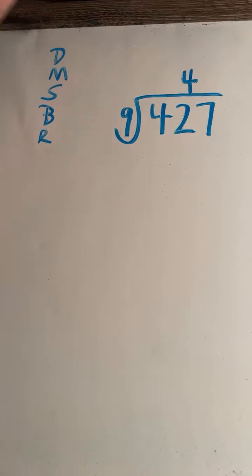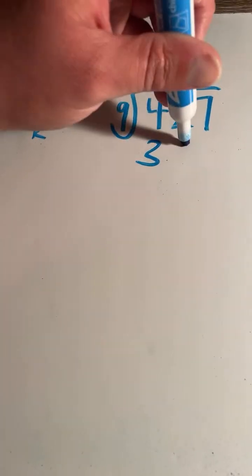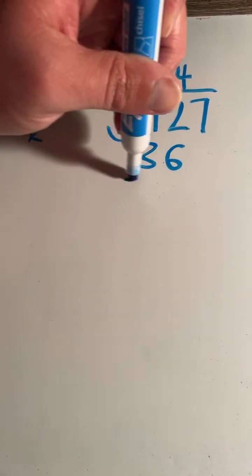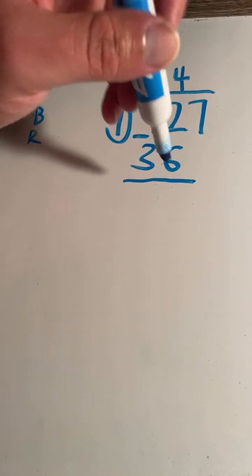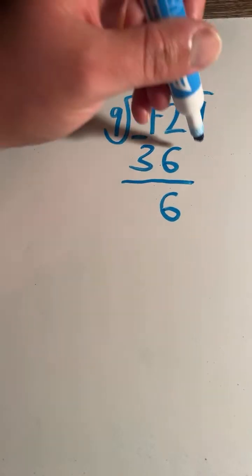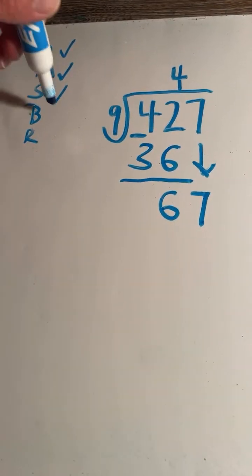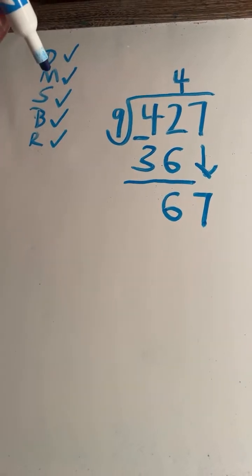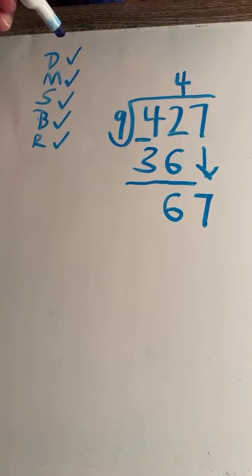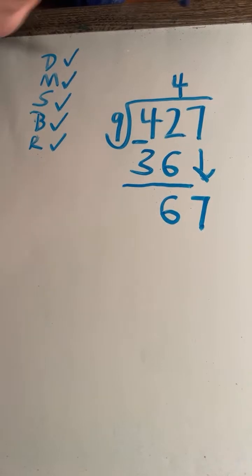With the remainder, of course. So we divide. Next, we multiply. 4 times 9 equals 36. Next, we subtract. 42 minus 36 equals 6. Next, we bring down. That 6 becomes a 67. Now we repeat. 67 divided by 9 equals 7.